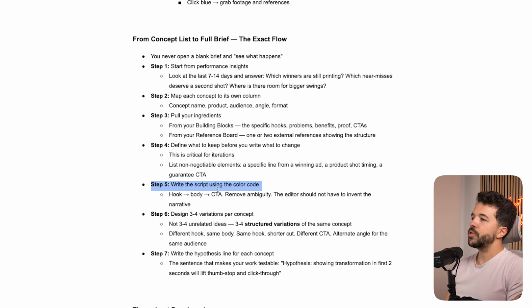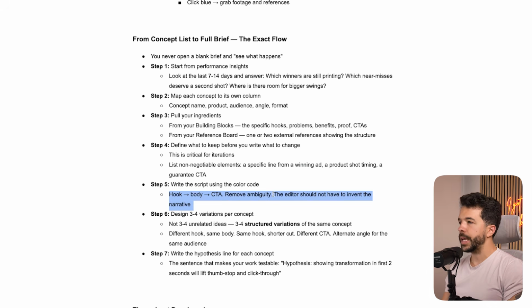Step 5, you write the script using the color code. So you'll start from the hook, the body, the CTA. You want to remove ambiguity as much as you can. The editor should not have to invent the narrative, and should not have to spend hours interpreting what you're talking about.